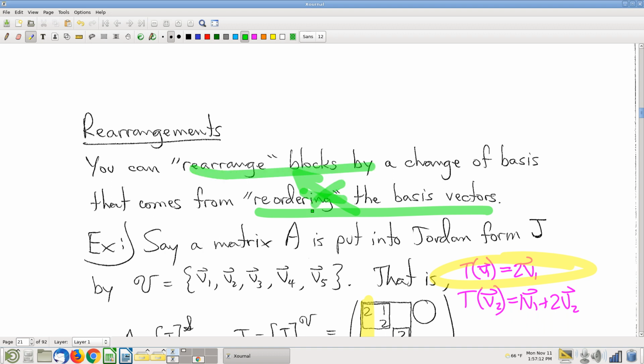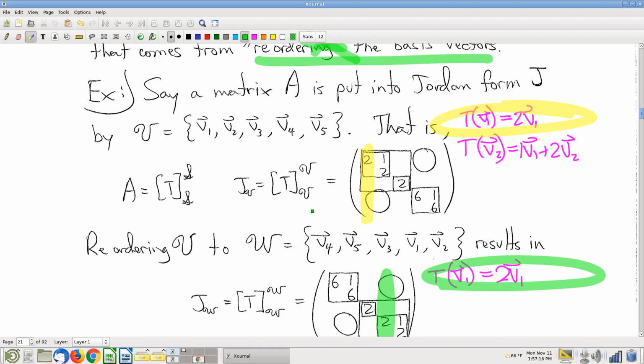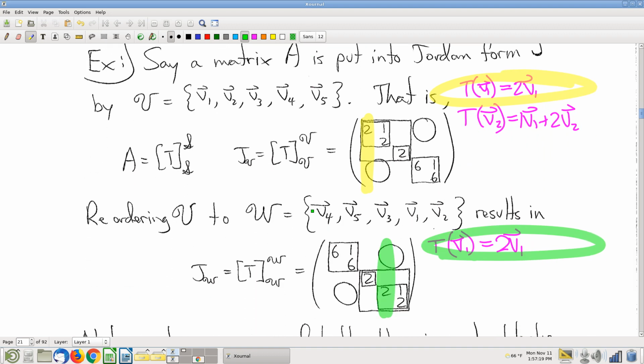And no, it doesn't. In fact, you've got to be really careful if you do want to rearrange blocks. You can't just shuffle around those basis vectors however you want. Notice, in order to keep this block actually a block, I've got to keep V1 and V2 together in the list, and furthermore, I've got to keep them in that same order. If I were to put V1 over here and V2 over here, well, then I just tore the whole thing apart, and now I've got a huge mess all over the floor.